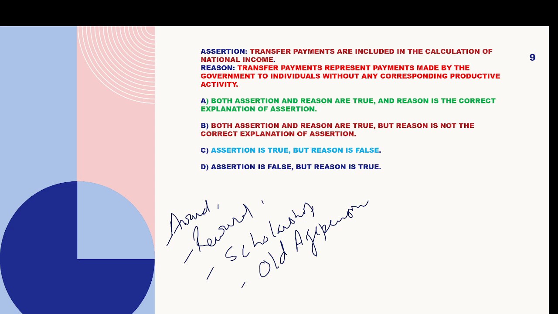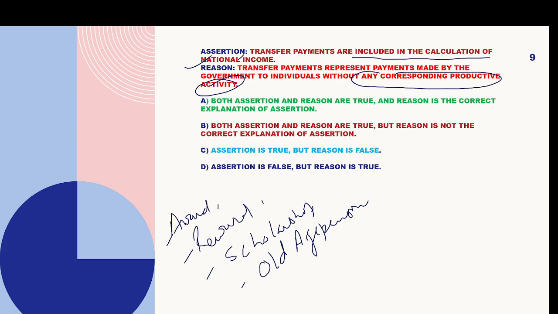Transfer payments are included in the national income. No, this is wrong. Second, transfer payments represent the payments made by the government to individuals without any corresponding productive activity. This is the correct answer. But since the first is wrong, it is not a correct reason either. So you can see that the second one is right and the first one is wrong.